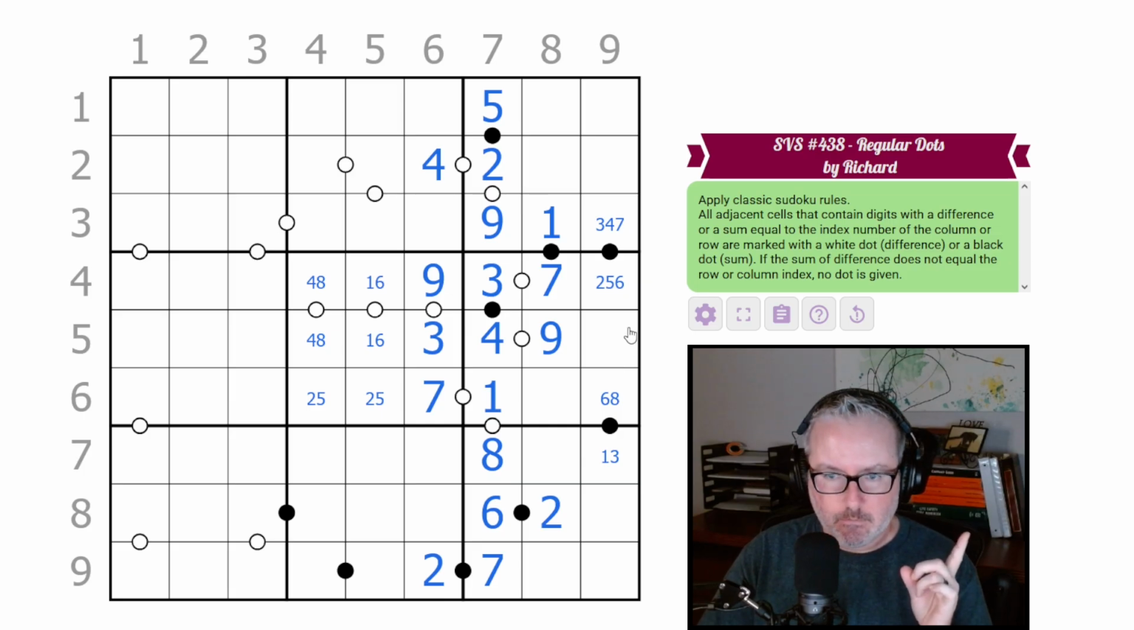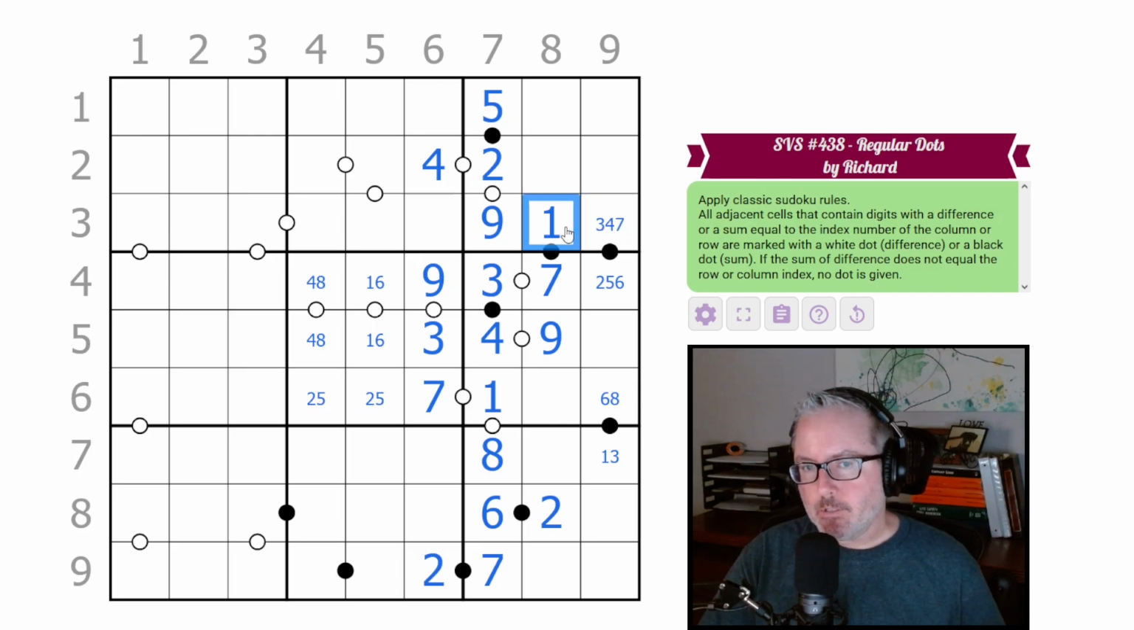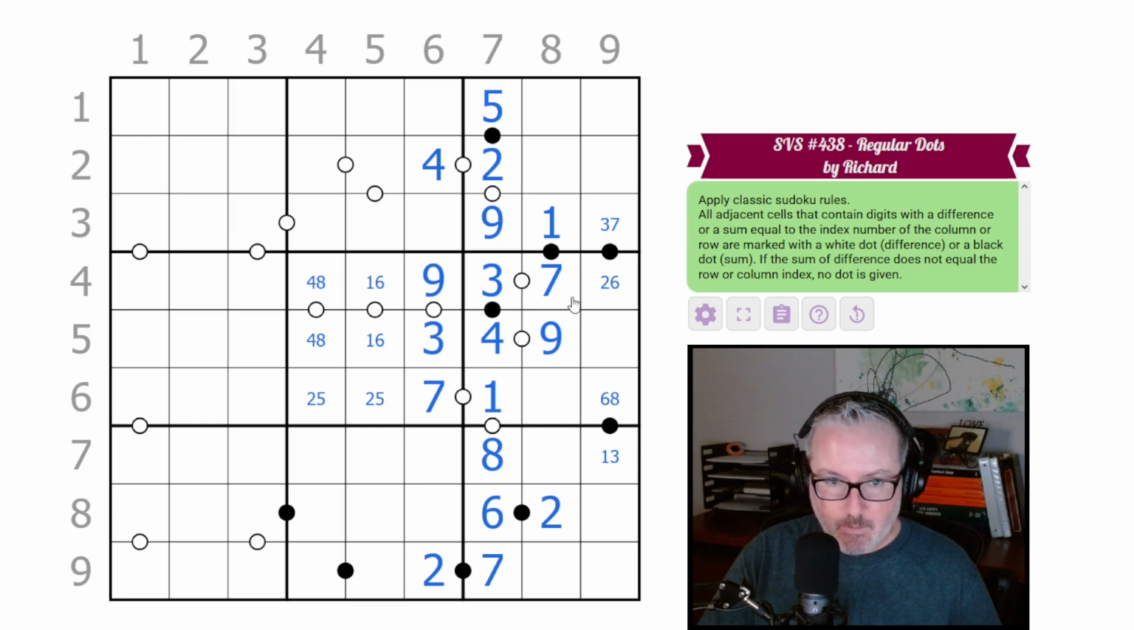Negative constraint. Almost forgot it. How do we make that help? This can't be a 4. Because if this is a 1 and a 4, they're different by 3. They would have to have a white dot. Not 4, not 5. 7 to 2 doesn't work. Or, I mean, it works. It doesn't have a negative constraint.